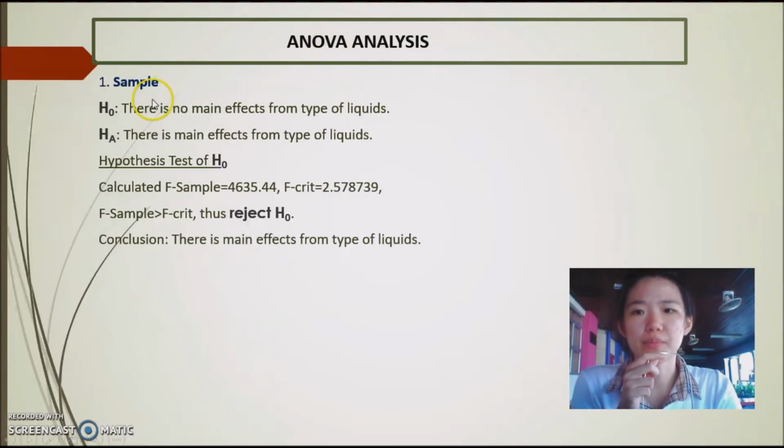So now for the sample, for the H0, we state that there is no mean effect from type of liquid, and the alternative hypothesis is the opposite of the null hypothesis. From the table, we can calculate that F sample equals 4635.44, which is way bigger than F critical. Thus, we reject the H0. So we can conclude that there is a mean effect from type of liquid.